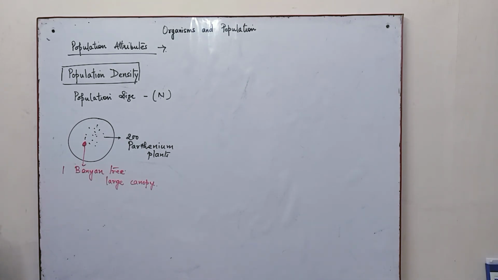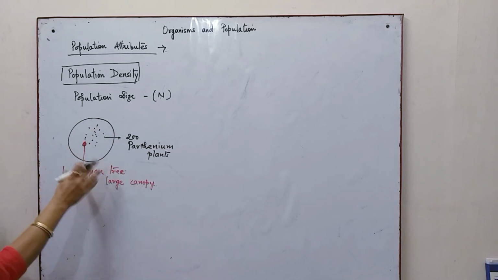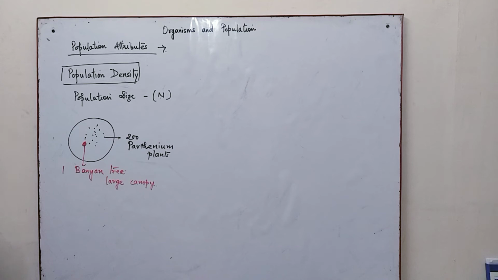So here, instead of counting the numbers, you can see that by Parthenium plant counts the population density is quite high as compared to the banyan tree. But over here biomass will be suitable to measure the population size.